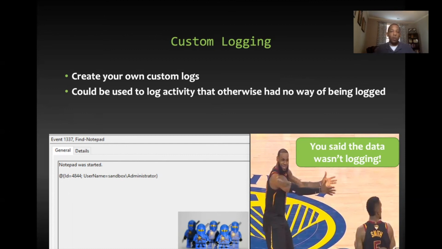So with custom logging in PowerShell, we have the ability to log the things that aren't being logged. In this case, I just created something that logs Notepad being run, and I put in the event ID that I made up, 1337. Now I'm storing this in the application log, and I'm able to fill it with whatever data that I think is relevant.